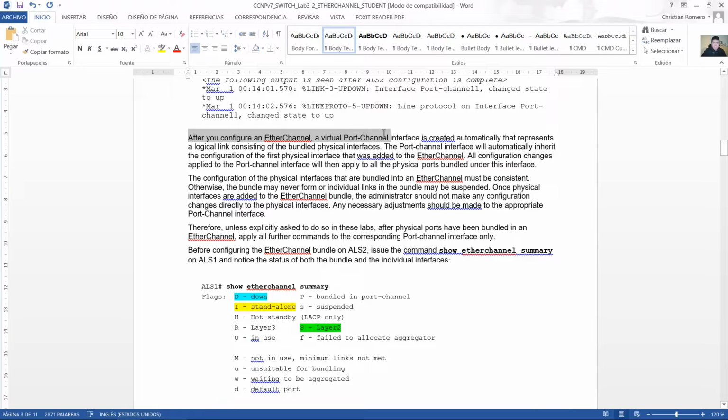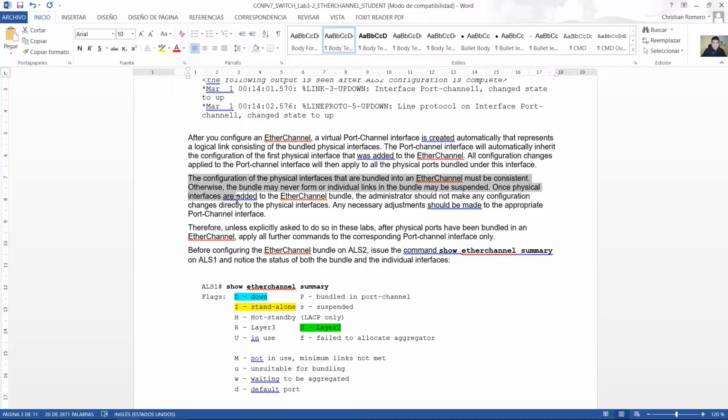After you configure EtherChannel, a virtual port channel interface is created automatically that represents a logical link consisting of the bundle of physical interfaces. The port channel interface will automatically inherit the configuration of the first physical interface that was added to the EtherChannel. All configuration changes applied to the port channel interface will then apply to all the physical ports bundled under this interface. The configuration of the physical interfaces that are bundled into an EtherChannel must be consistent. Otherwise, the bundle may never form or individual links in the bundle may be suspended.